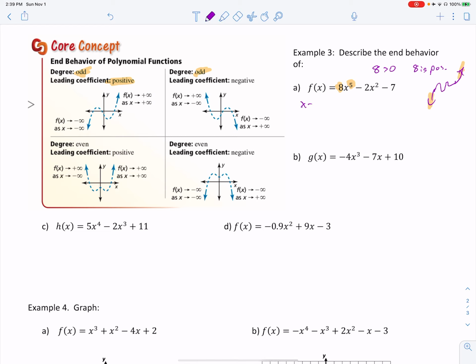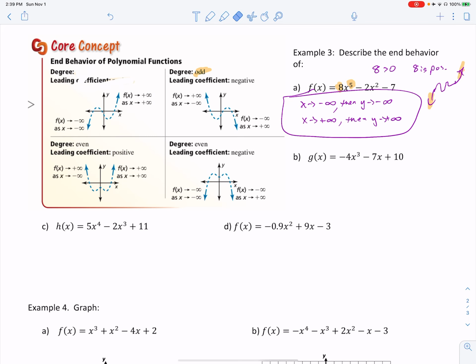So as x is going to negative infinity, then y goes to negative infinity. So as you're going to the left, y is going down. And then as you go to the right, as x goes to positive infinity, then y is going up, so it's going to positive infinity. And so that is how you describe end behavior.